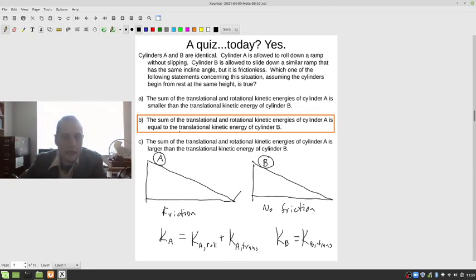Now, in each of these cases, they start out with some mgh. That's your gravitational potential energy, and that gravitational potential energy is transformed into this energy of rolling and translation, or just translation. And so in both cases, the total amount of energy is the same because it's just transferred from one form to the other, but the difference is that in the case of B, it's simply translational kinetic energy, and it's not rolling.